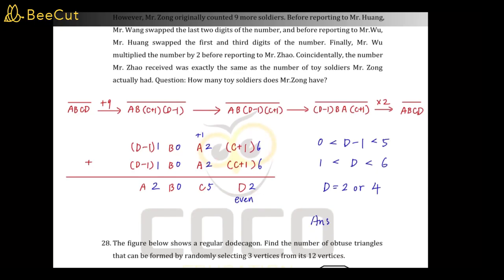Alright, so now we have the original number. A is 2, B is 0, C is 5, D is 2. That's 2, 0, 5, 2.